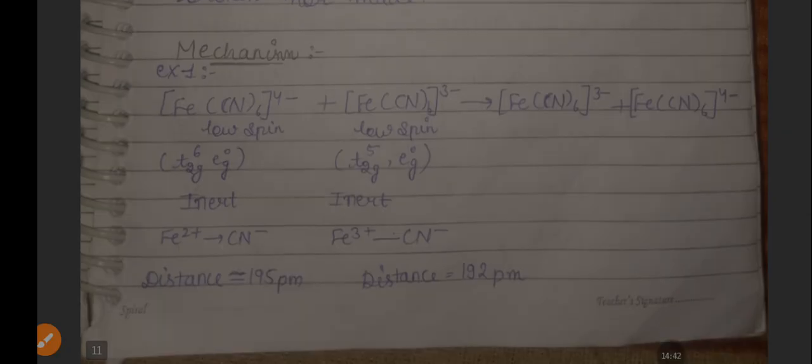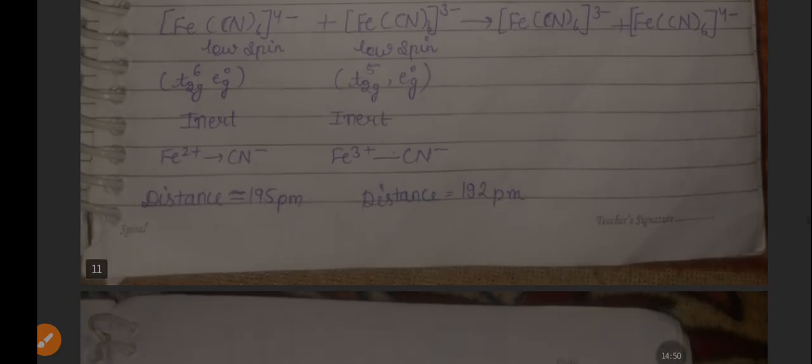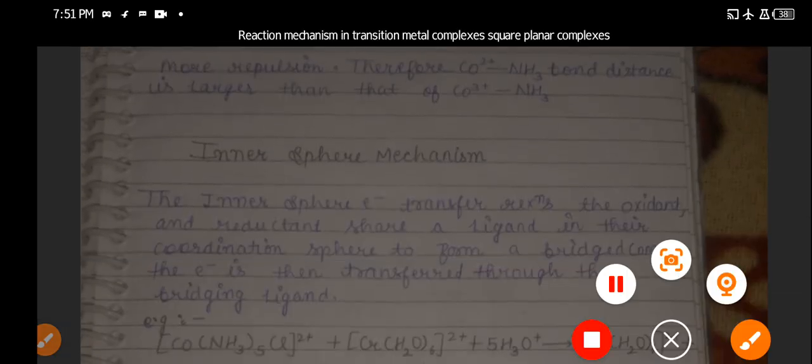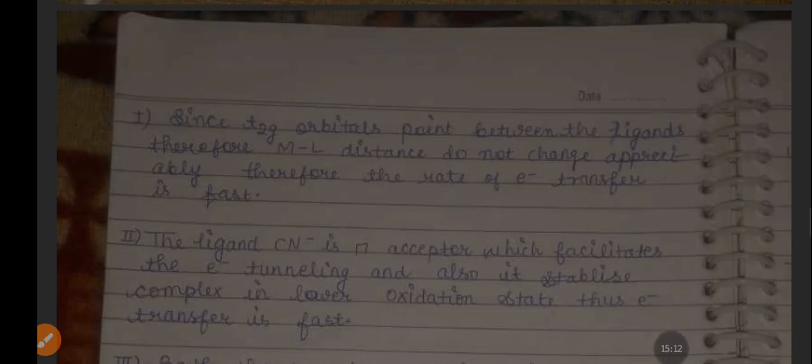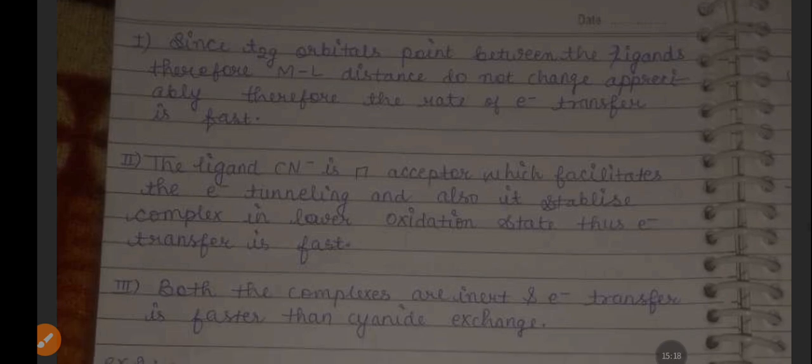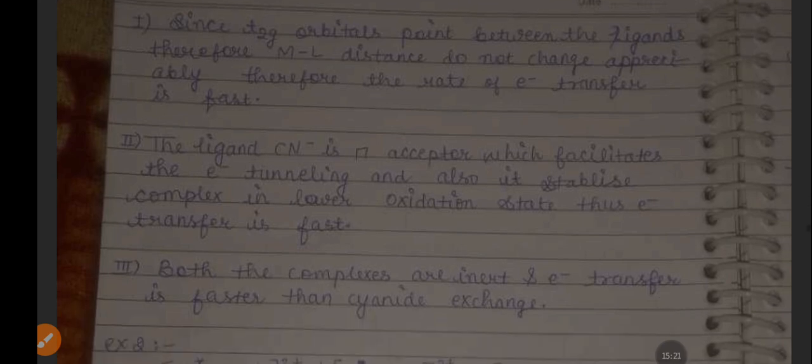The distance between Fe2+ and CN- is 195 pm, and for Fe3+ to CN- the distance is 192 pm. More repulsion, therefore the Co2+-N bond distance is larger than that of Co3+-NH3. Since the t2g orbitals point between the ligands, the metal-ligand distance does not change appreciably. Therefore, the rate of electron transfer is fast.